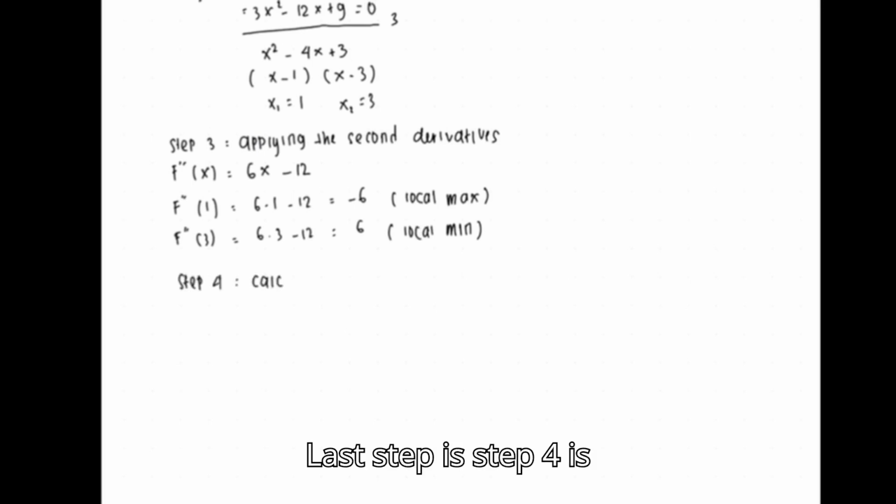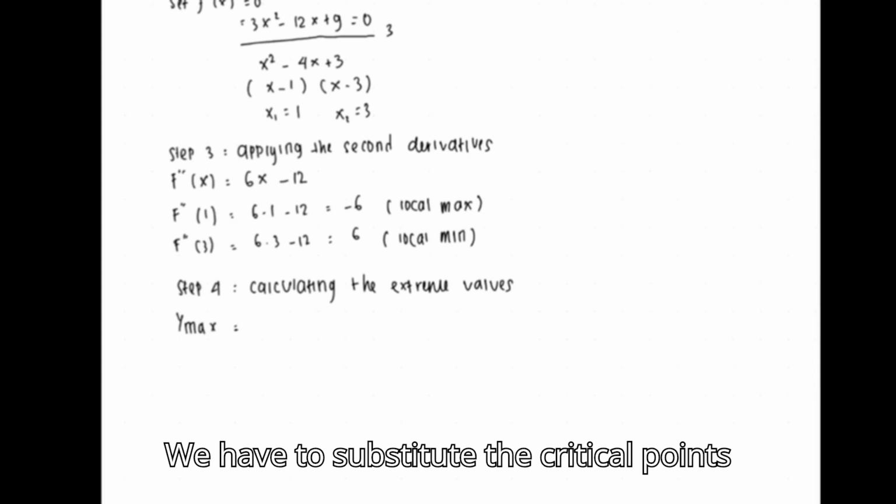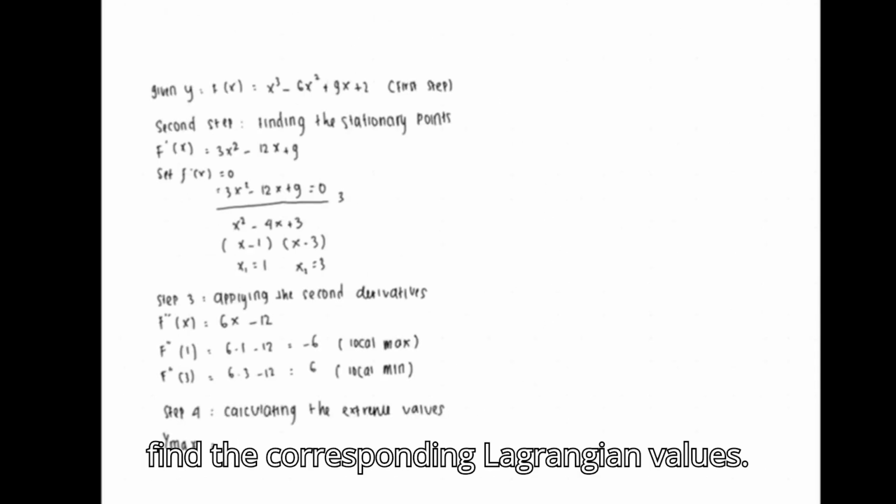Last step is step 4, calculating the local extreme values. Finally, we substitute these critical points back into the original function. We have to substitute the critical points back into the original function to find the corresponding local extreme values.